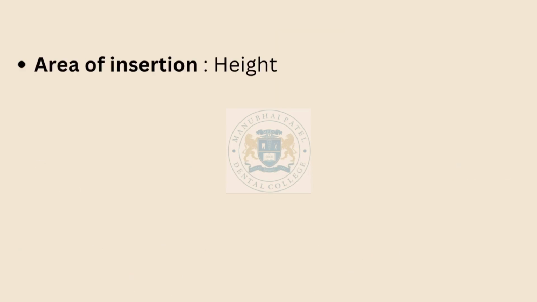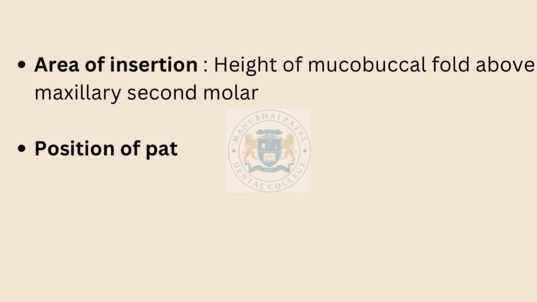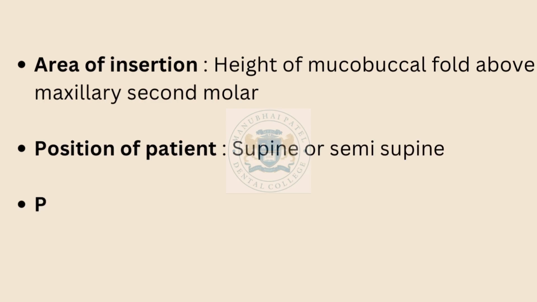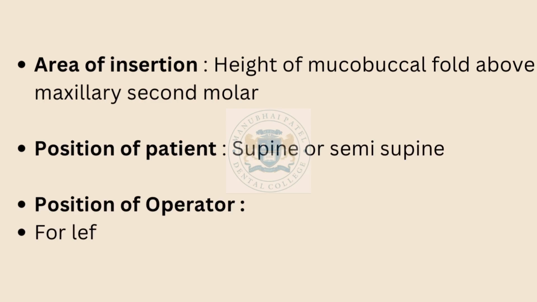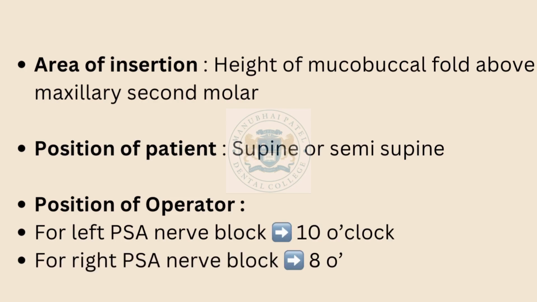What is its area of insertion? So it is the height of the mucobuccal fold above the maxillary second molar. The position of the patient should be supine or semi-supine. The position of the operator: for left PSA nerve block, 10 o'clock; for right PSA nerve block, 8 o'clock.